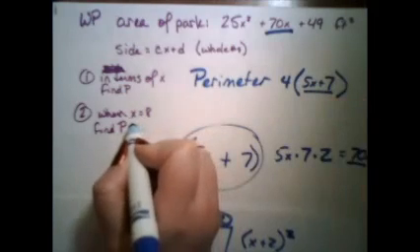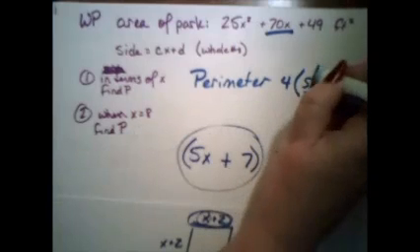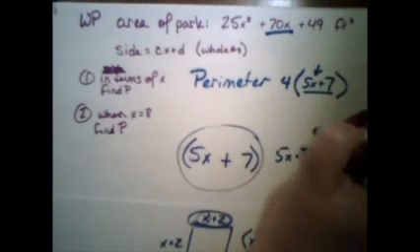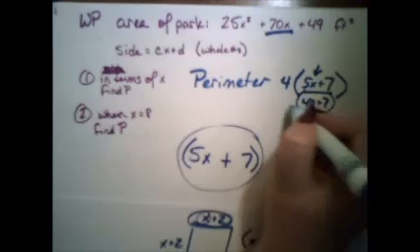Now what I have to do is, when x equals 8, find the perimeter. So we have to plug an 8 in here and do our math. 5 times 8 is 40, plus 7 is 47. Times 4.